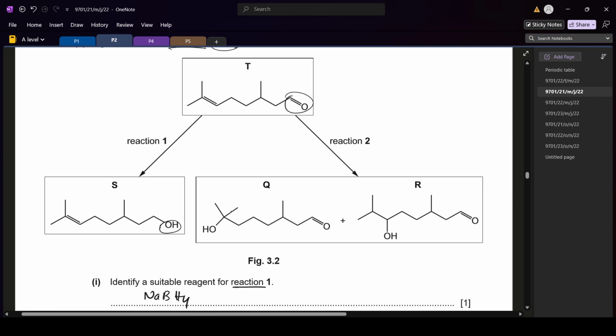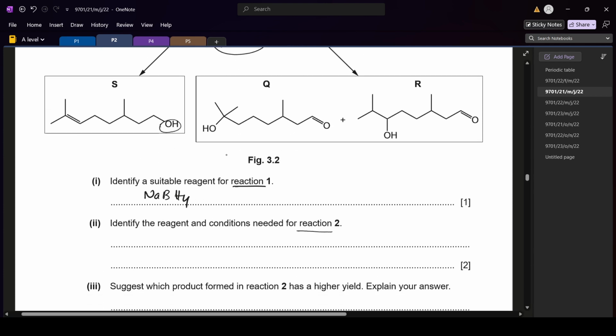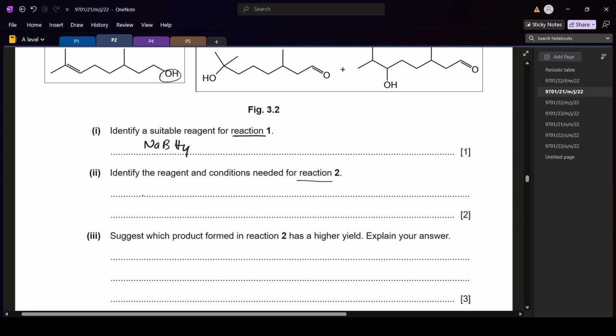What is happening in reaction 2? The double bond is converted into a single bond and an OH group is attached, which means you have reacted it with steam. When you react alkenes with steam, what are the conditions? This reaction happens in the presence of catalyst phosphoric acid. So the reagent is steam.